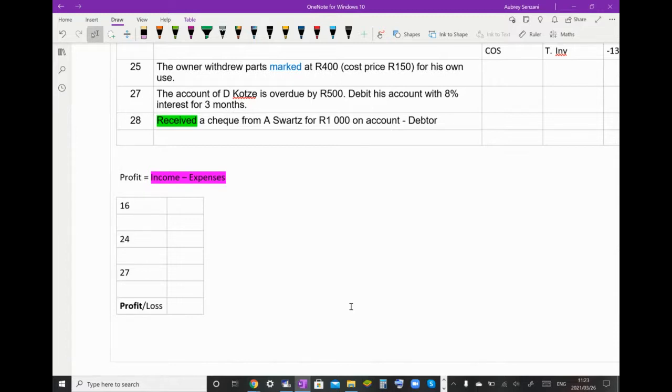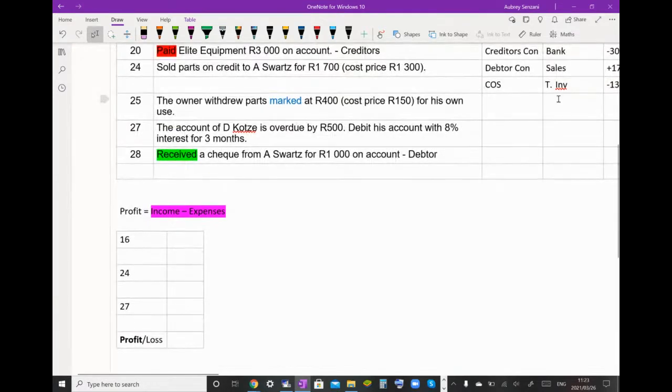Trading inventory and drawings. So what are we debiting? What are we crediting? We are crediting trading inventory because our asset is going down. And here we are debiting drawings.